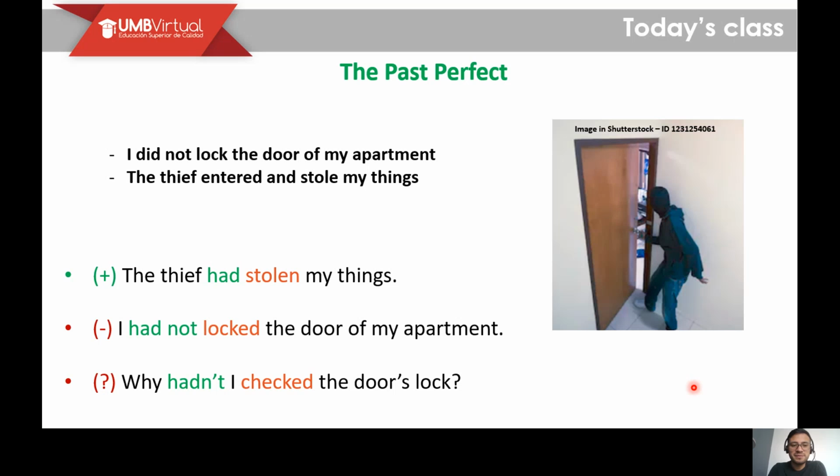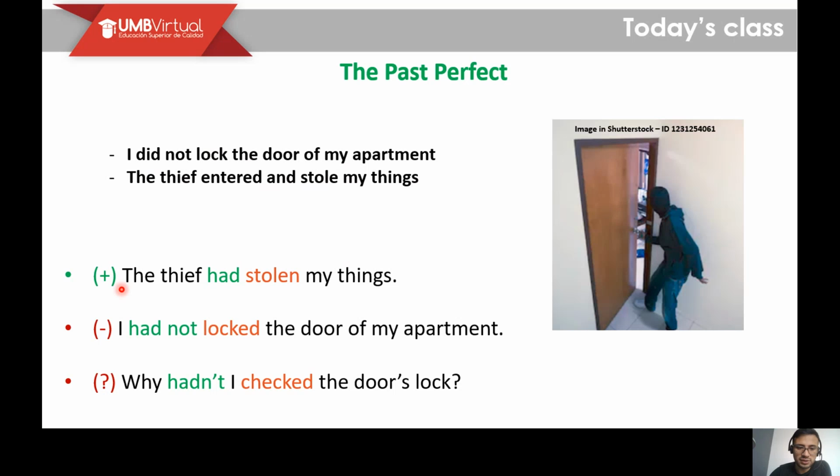Okay, so we have the past perfect. Past perfect means that something was done before something else happened in the past. Look at this situation, and after that, I'm going to explain the structure. I did not lock the door of my apartment. That happened in the past, before this moment. So the thief entered and stole my things. That's another thing that happened in the past.